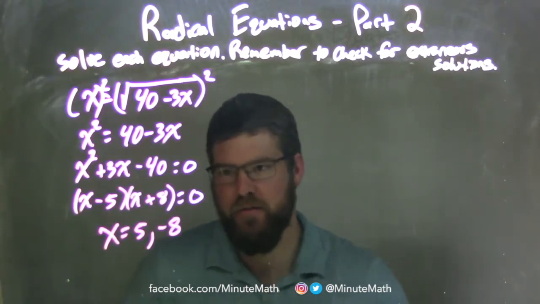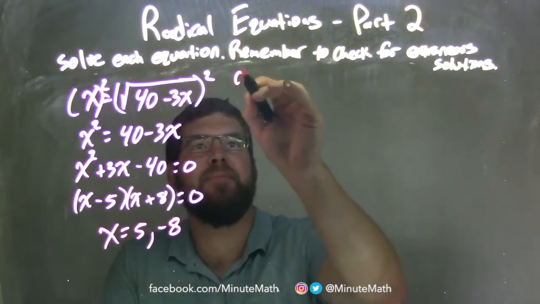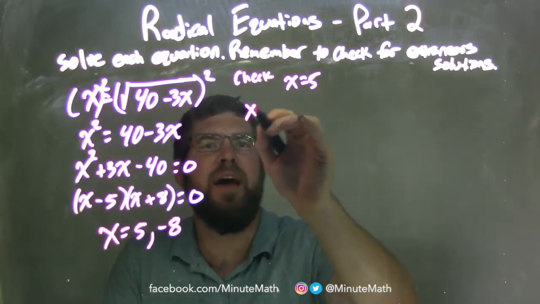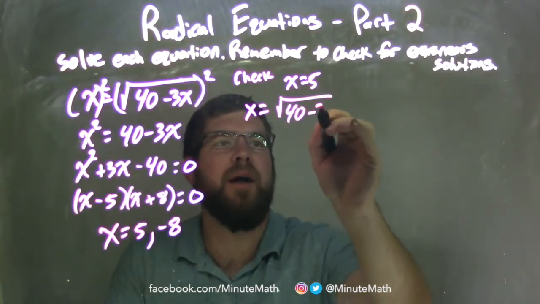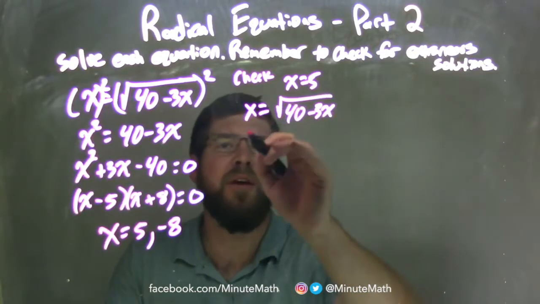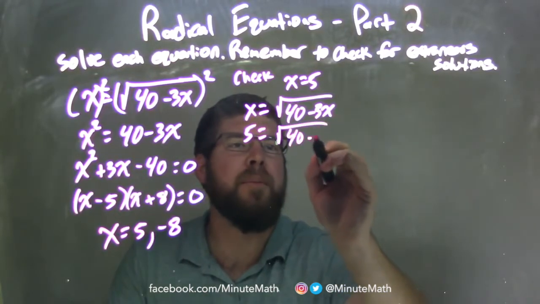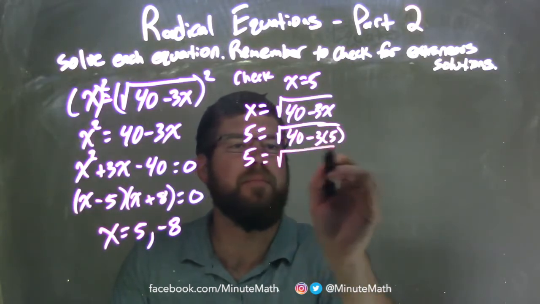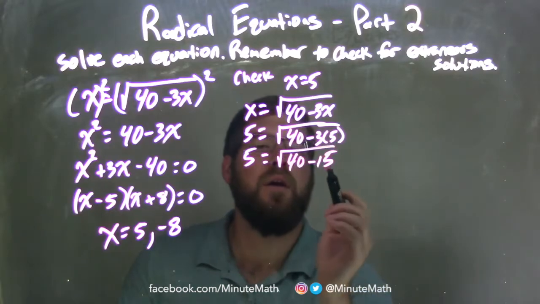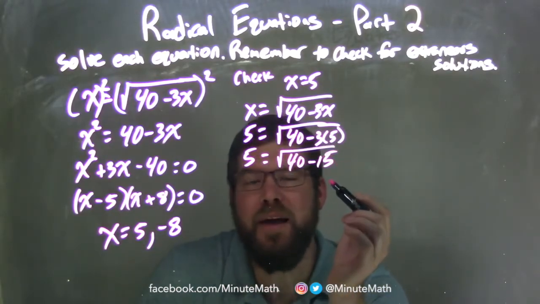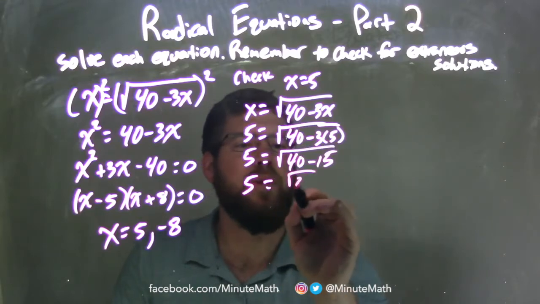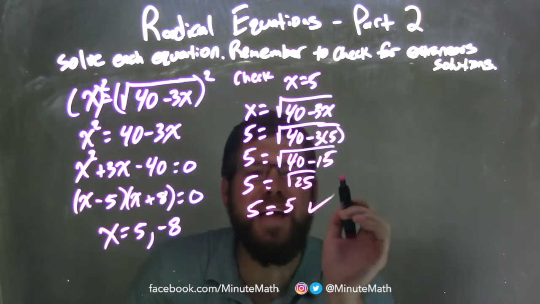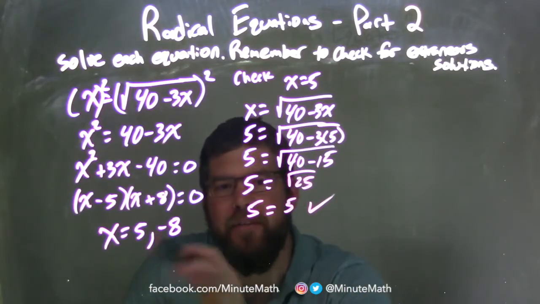So we need to check this, right? We're going to plug it back in to our original equation. Let's go x equals 5 first. So we start with x equals square root of 40 minus 3x. Checking for extraneous solutions here, plugging 5 in, 5 equals square root of 40 minus 3 times 5. 3 times 5 is 15. So we have square root of 40 minus 15. 40 minus 15 comes out to be 25. So we have 5 equals square root of 25. And the square root of 25 is just 5. So we have 5 equals 5. Fantastic. Left and right hand side are equal, making 5 a true solution.